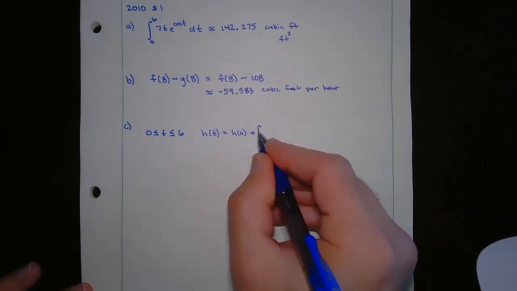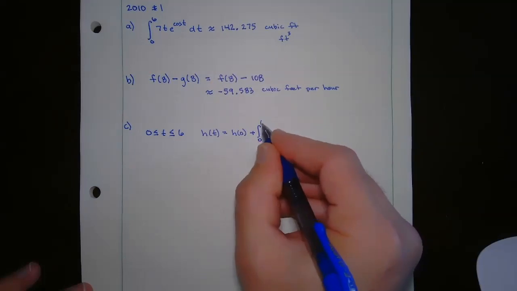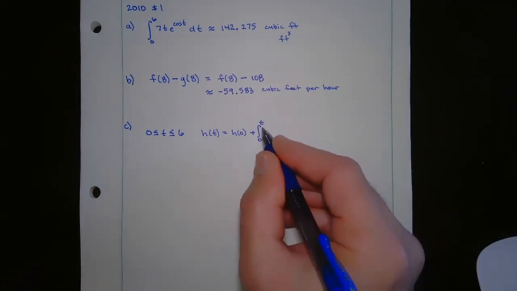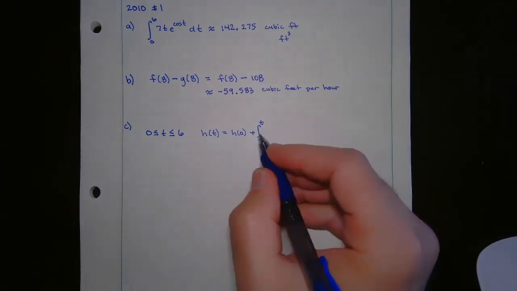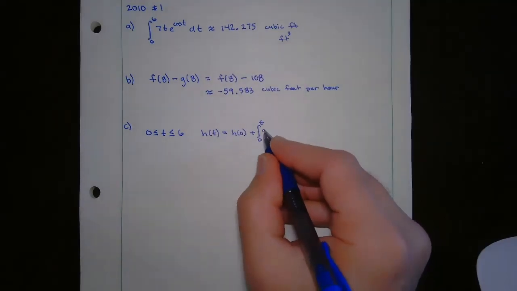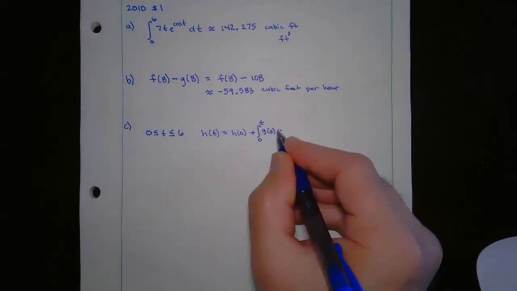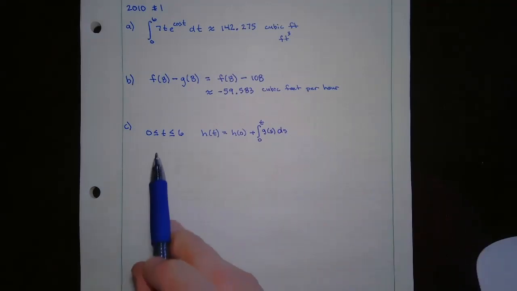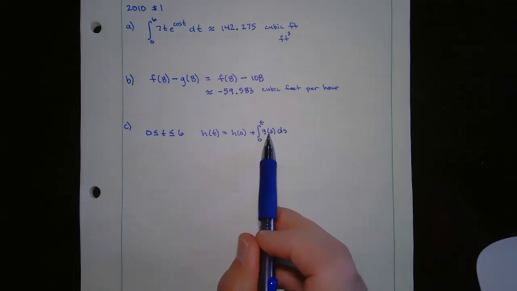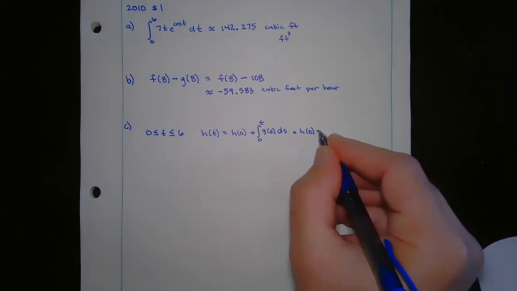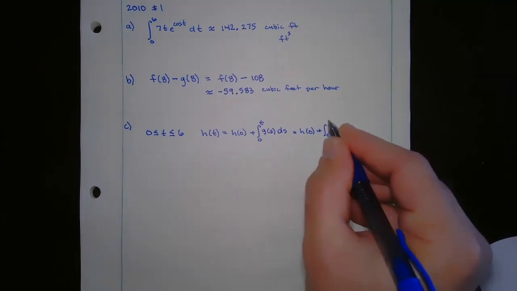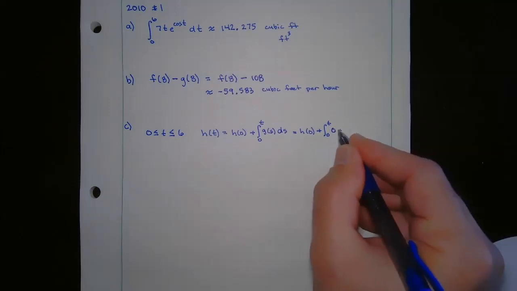plus the integral from 0 to t of, now it was g(t), so we've got to use a dummy variable because we're using t to say the time at which we're trying to find how much snow she's removed, the total amount of snow that she's removed. So this would be g(s) ds. For this time interval, we know g(s) is 0, so this would be h(0) plus the integral from 0 to t of 0 ds.